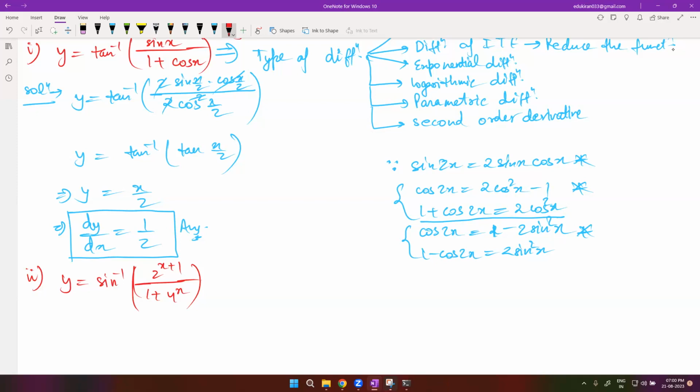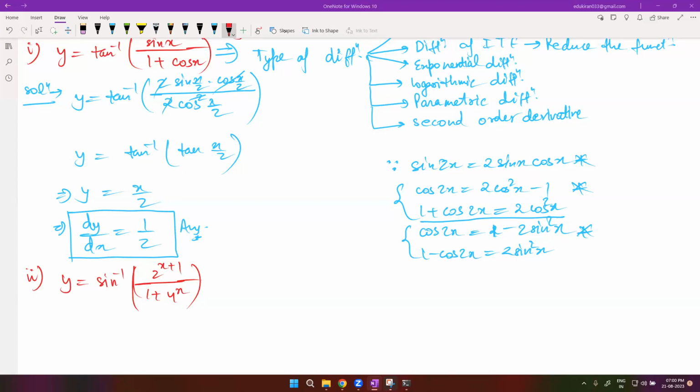Both of the questions, okay, first of all, which category of differentiation is it? ITF. ITF again, right? Now in the first case, the function inside the inverse trigonometric function, that is tan inverse, was a trigonometric function, sin x upon 1 plus cos x. So we used trigonometric identities to reduce the function. What is our basic goal? Basic goal is to reduce the function, right? How can we reduce the function?